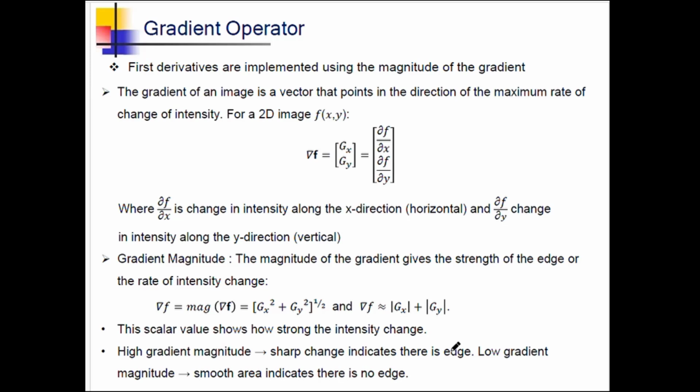Okay. High gradient magnitude, a sharp change, indicates there is an edge. Low gradient magnitude, a smooth area, indicates there is no edge. Okay, even with the gradient, you can find the direction of the edge also by taking the angle between these two components gx and gy.